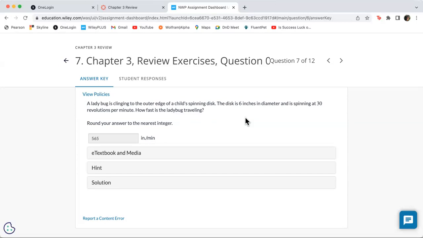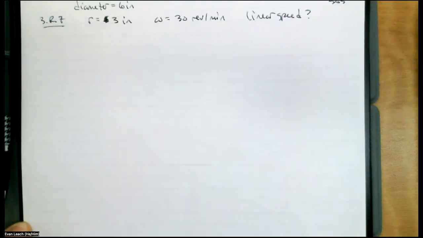How fast is the ladybug traveling? So what is the linear speed? Apparently 565 inches per minute. Let's make a note of that. That's a weird speed, inches per minute, but that's fine. America.